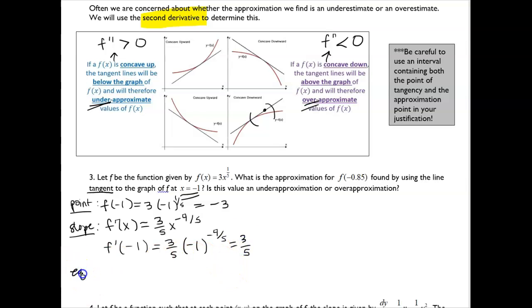And so now I can write my tangent line equation. y plus 3 equals 3/5 times x plus 1, that is x minus -1. I still need to write my approximation though.